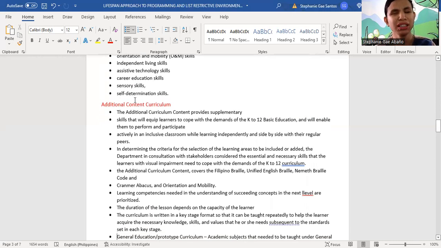Another thing is that the main goal of the ACC, likewise the ECC, is to bridge the gap from disability to cope with the general education program as a whole.